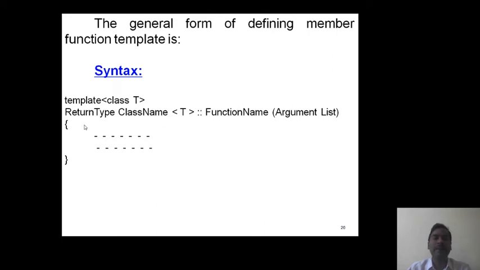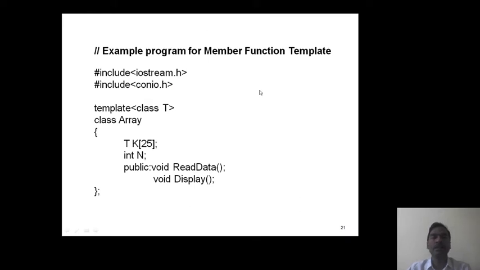The function definition format is: return type, class name, within angular brackets T, scope resolution operator, function name followed by the argument list within parentheses, surrounded by a pair of braces which contains the body of the function. This is an example program for a member function template.